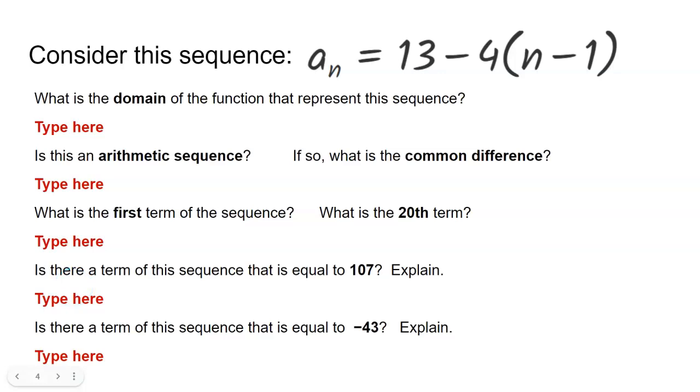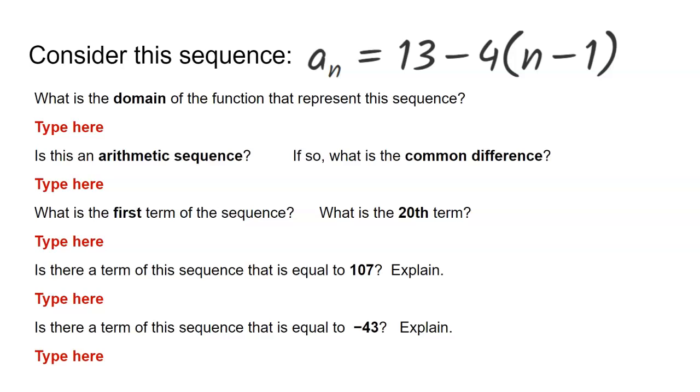The next is using this notation, a subscript n, and answering some questions. So what is the domain of a function that represents a sequence? So we're reviewing some of the terminology we learned in the previous lesson. Of course, the domain is the positive integers, 1, 2, 3, 4, because we use counting numbers to represent the terms of a sequence. Is this arithmetic?